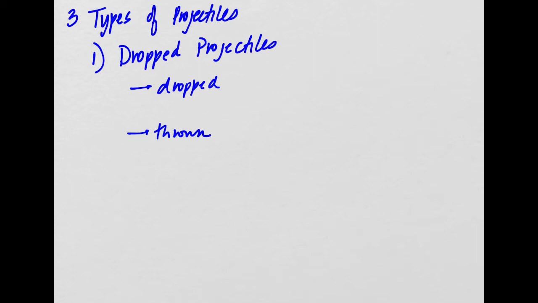So we're not going to really focus on dropped projectiles, but you do need to know that there are 2 types of these quote-unquote dropped projectiles. Those are projectiles where, if I'm standing here, something drops straight down. So it has no initial horizontal velocity, and it has no initial vertical velocity if it's dropped. Dropped has no initial VIX or VIY, right?